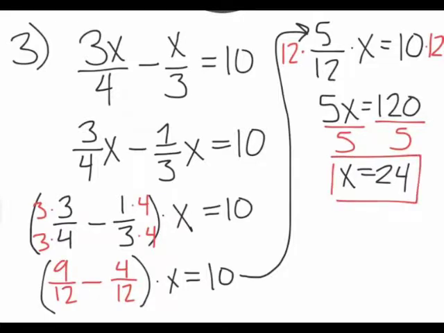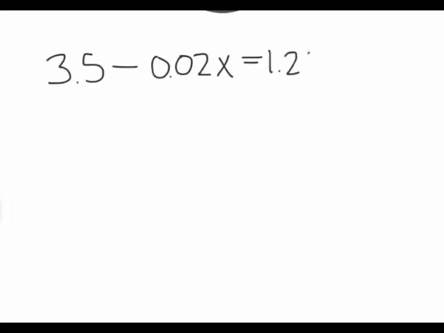Okay, so that problem wasn't too bad. Now, let's try another one. How about 3.5 minus 0.02x equals 1.24. Now, this is actually a very simple equation in form. The only different thing about it compared to other equations you've looked at so far is that all of these are decimals. However, the equation solving process is exactly the same.